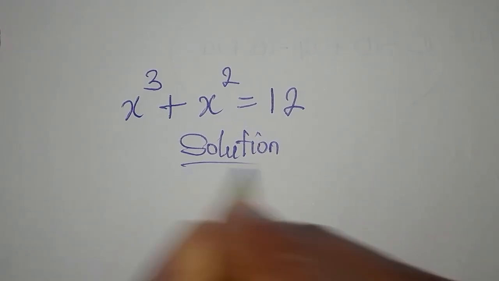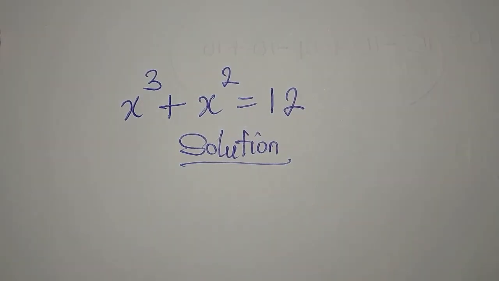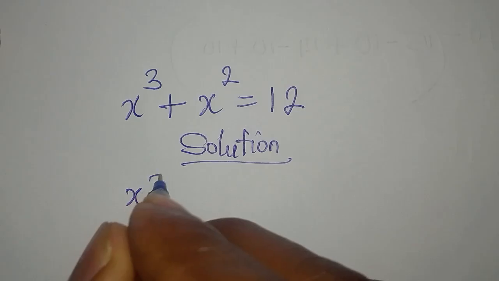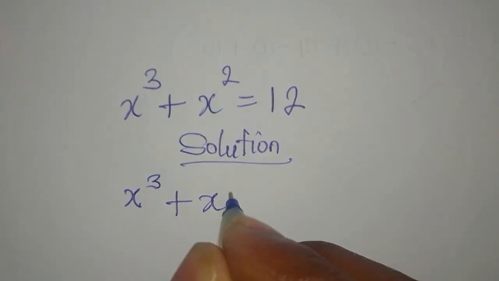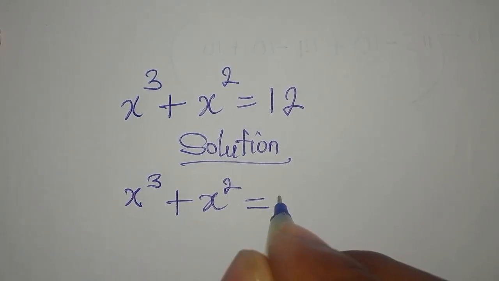Let's provide a solution to this problem right here. x to the power of 3 plus x to the power of 2 equals 12.